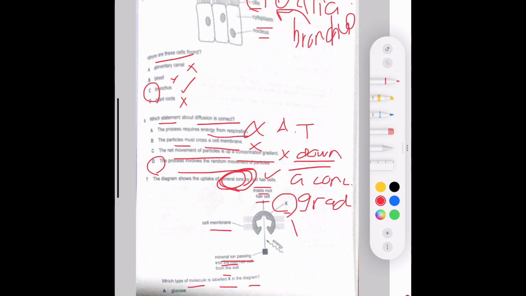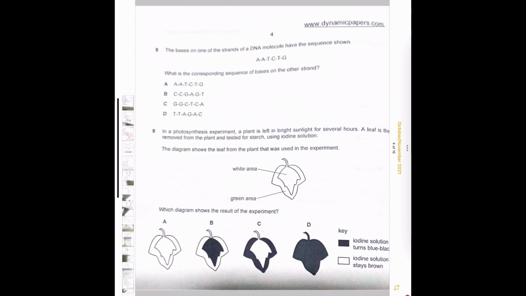And mineral ions are taken up by active transport, and active transport requires energy. And how does the mineral ion get transported? Well, they get transported by these protein molecules, protein carriers that are on the membrane of the root hair cells. And so the reasonable answer would be the protein carriers. So it is a protein.